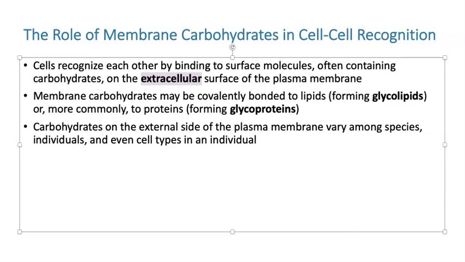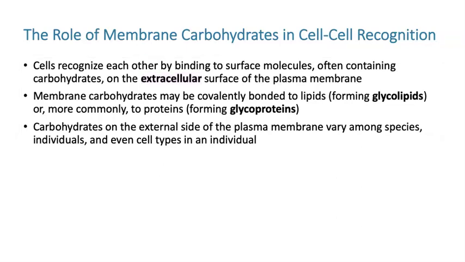Those carbohydrates that are found on the outside of the plasma membrane are unique to each species, and unique to each individual, and it can help cells tell the difference between individual cell types within a body. When we get into talking about blood typing later in the semester, we'll talk about these carbohydrates again, in genetics too. We'll cover that.